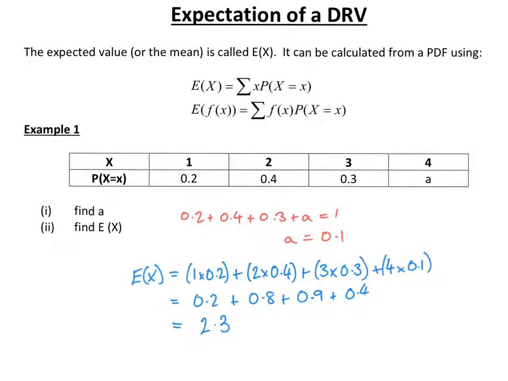So the mean value, or the value that we'd expect to get when we roll this dice or toss this coin, whatever it might be, roll a spinner even, is 2.3.